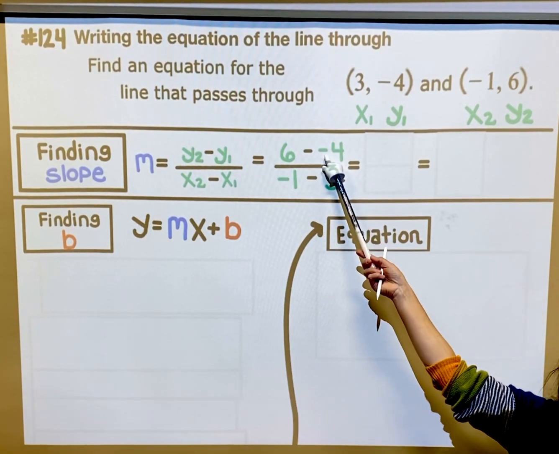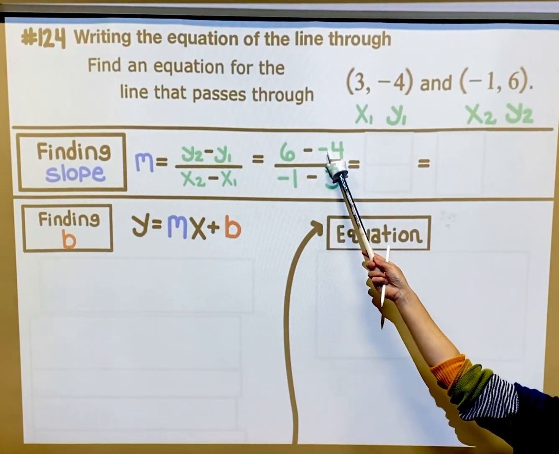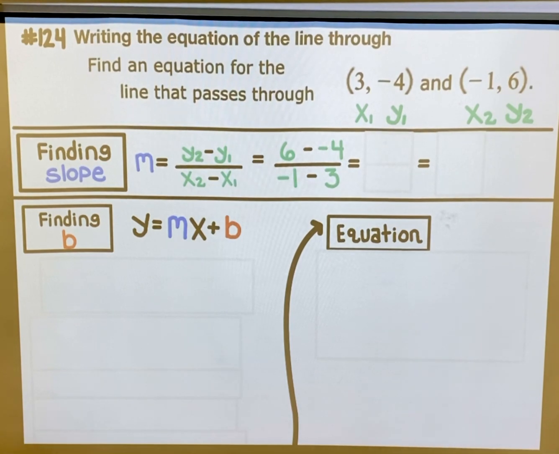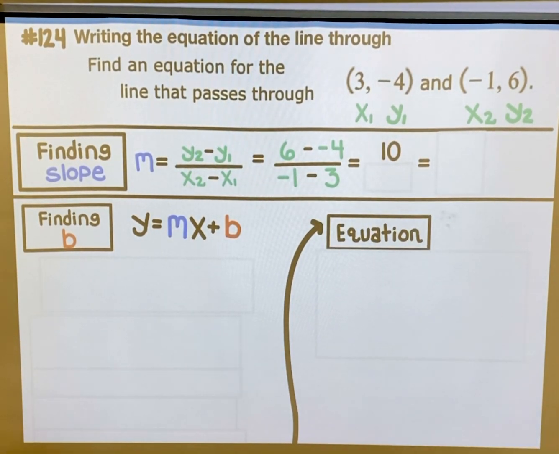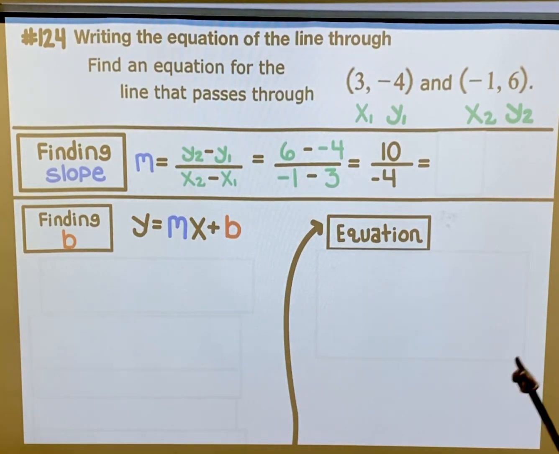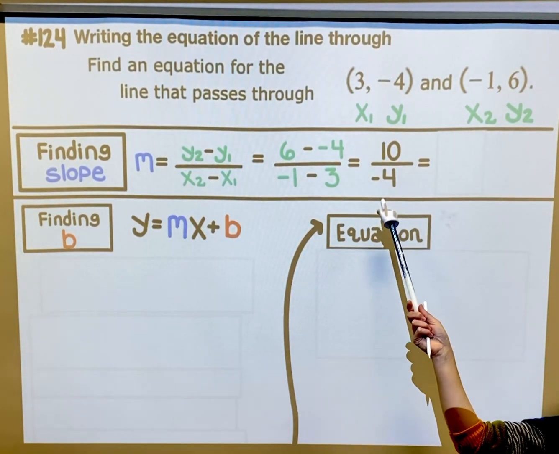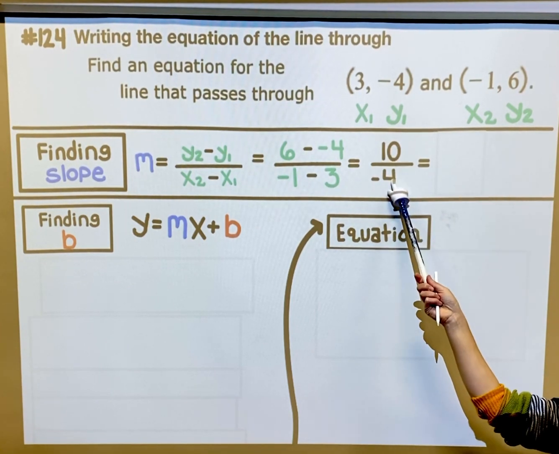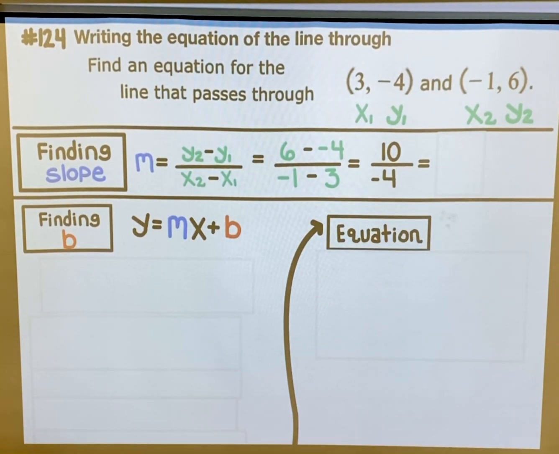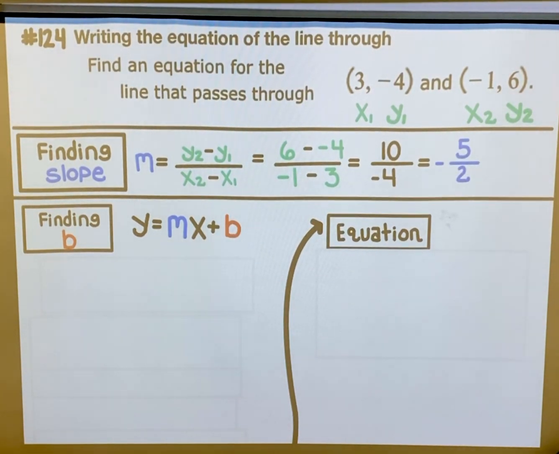Simplifying, minus minus is a plus, so I have 6 plus 4, and I get 10. -1 minus 3 is -4. These are both even, so I'm going to divide both of them by 2. So that's going to be 5 over 2, and we have a negative, so our answer is -5 over 2.